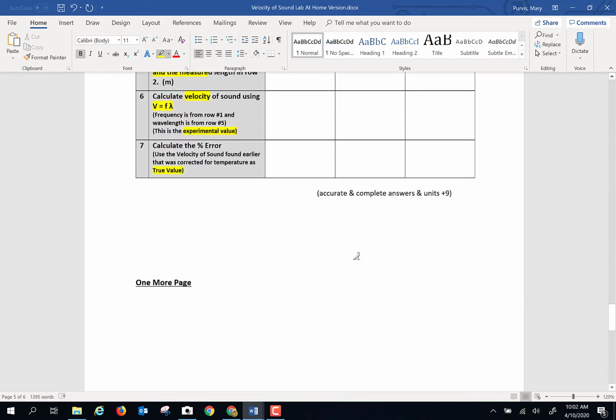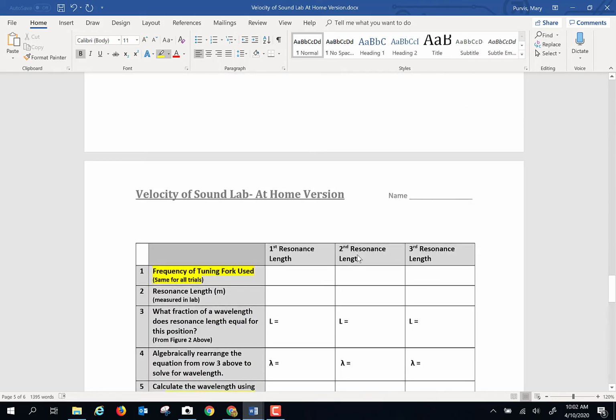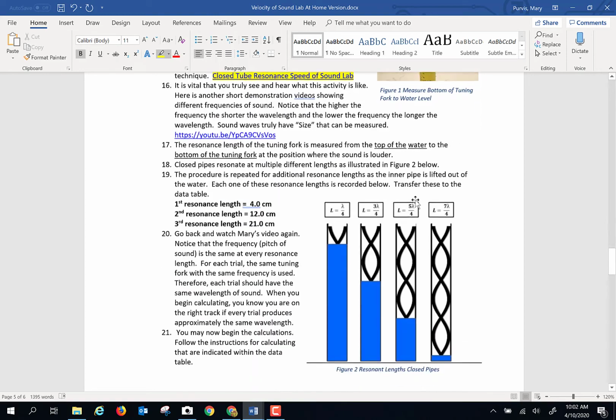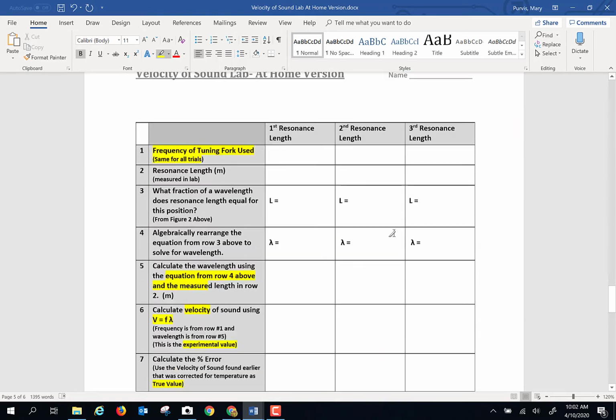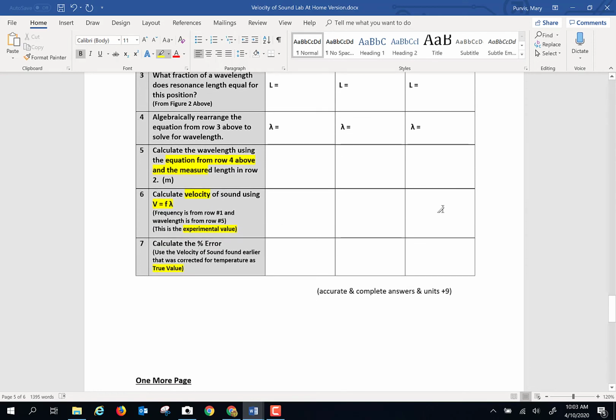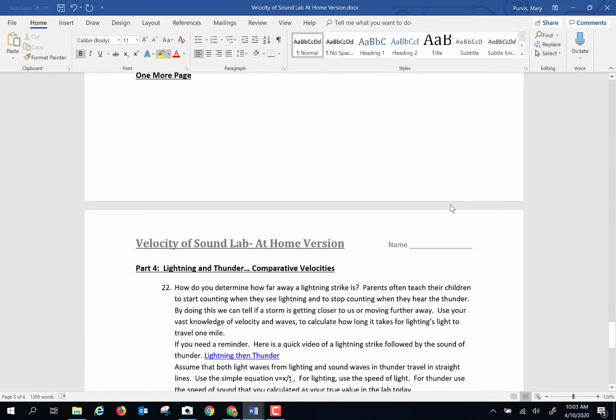And keep this in mind. This is one tuning fork. The same tuning fork was used for all measurements. Because it's the same tuning fork and the same frequency, all of these wavelengths should be the same. So if you get one of these that's way wacky and different than the others, odds are you made a mathematical error. So that should be a big hint. If all of these are pretty close, you did the math right.